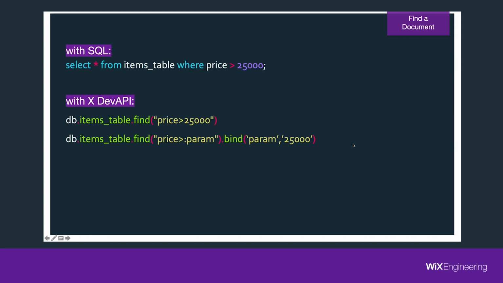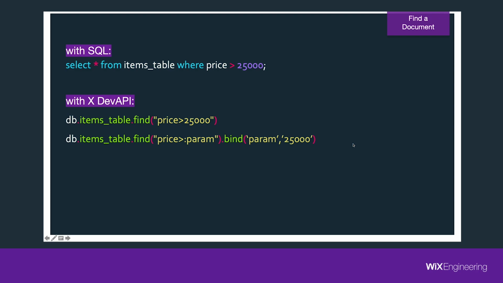Now, let's say I want to query. Let's say I want to query all the documents where the price is over 25,000. So what I would have done is use a find, which is also part of the DB API, and I would have run in the find the where clause, which I would have used in the select.